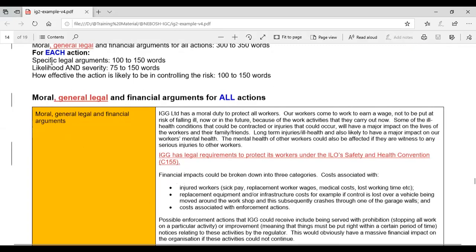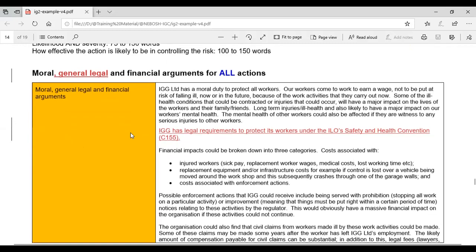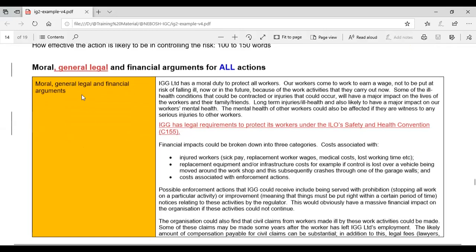Like for the moral or legal argument, 100 to 150 words; likelihood and severity, 75 to 150 words; and how effective the action is likely to be in controlling the risk, 100 to 150 words. And then you start writing long stories, for general, legal, and financial arguments for all actions.